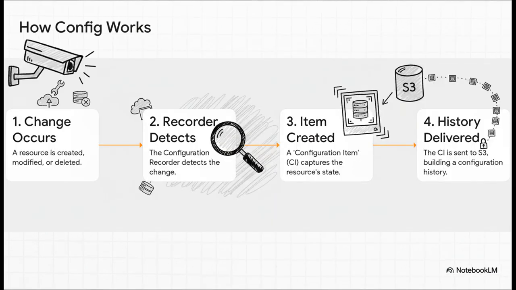So, how does this all happen under the hood? It's actually pretty simple. I like to think of it like a CCTV system, but for your infrastructure. The second a change happens, let's say a new EC2 instance gets launched, the configuration recorder sees it. It immediately creates something called a configuration item, which is basically just a super detailed snapshot of that resource at that exact moment. Then, that snapshot gets saved, building this perfect chronological history over time.